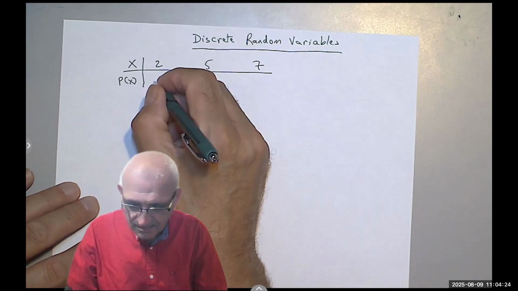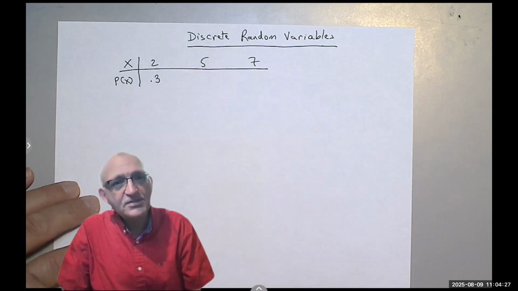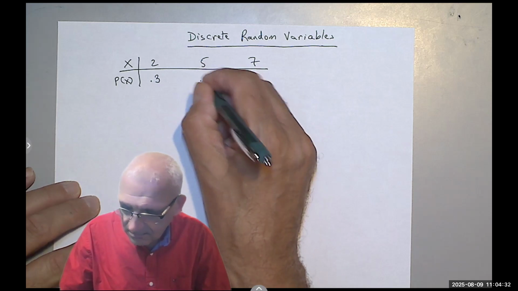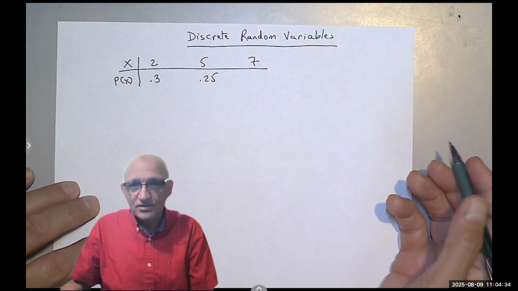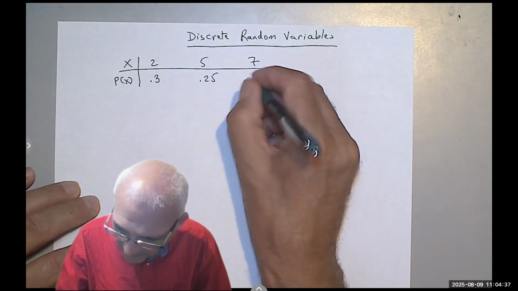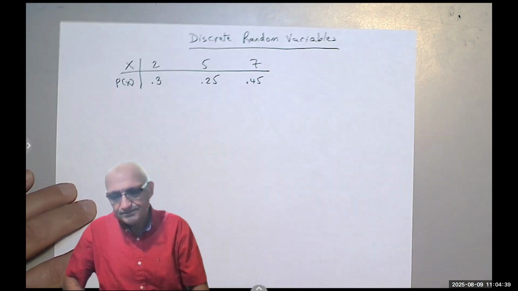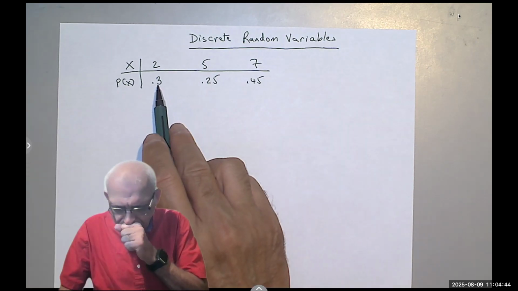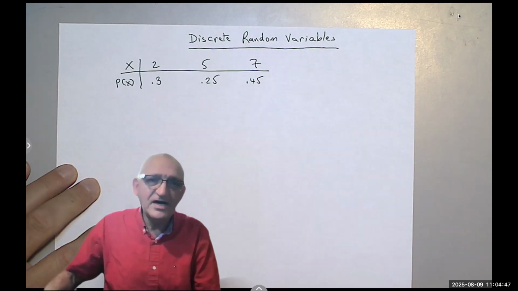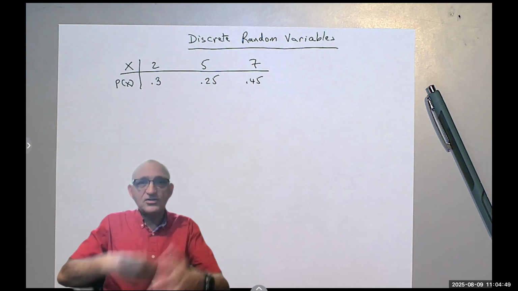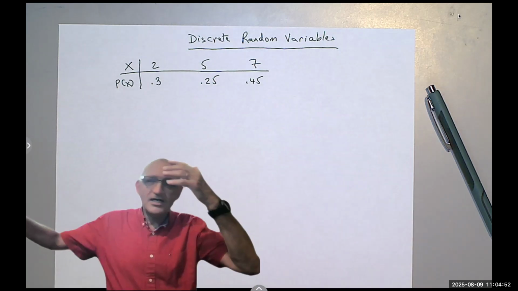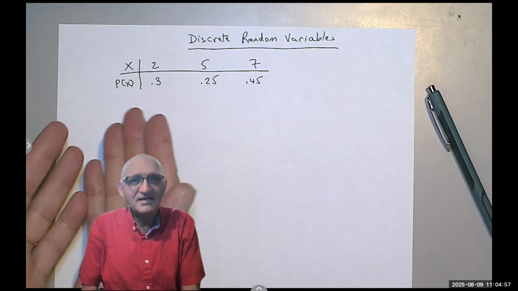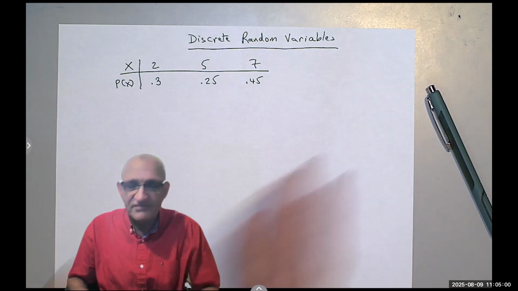30%, so I'm going to write it 0.3, 30% were red, 25% were green, and 45% were blue. Meaning I have 30, 25, and 45 balls. And then you are going to turn them around, close your eyes, pick one at random. What is the likelihood that you get a 2? 30%, a 5, 25%, a 7, 45%.